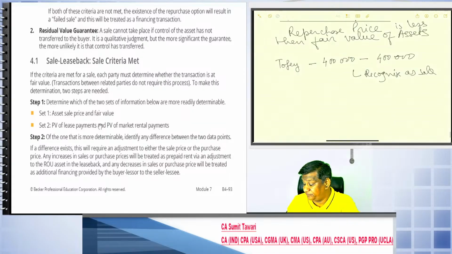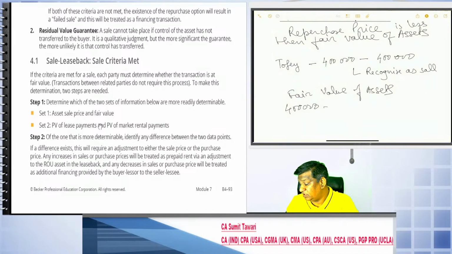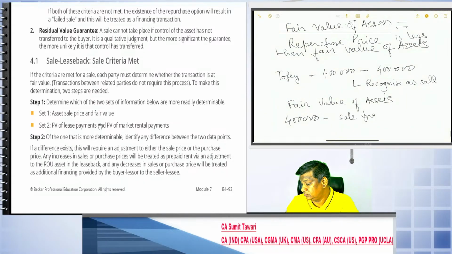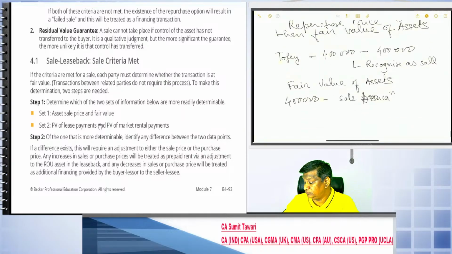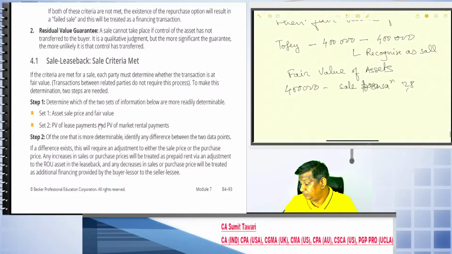Okay, if the fair value of the asset is $400,000 and my sell transaction is, say, for 280,000. Okay, so I can say it is basically the mortgage, and 280,000 is basically the finance.